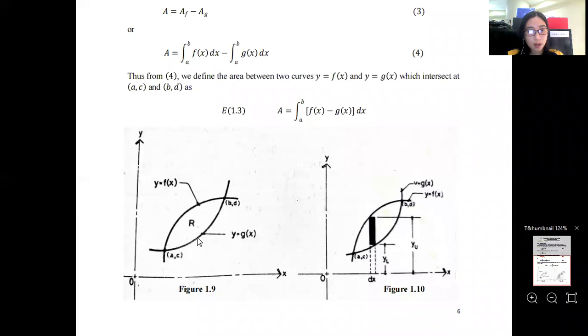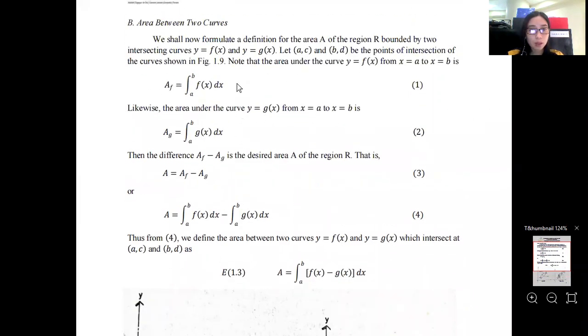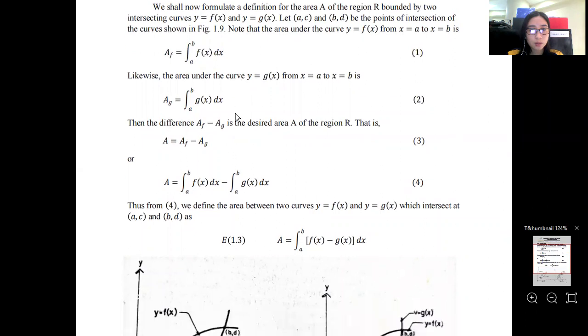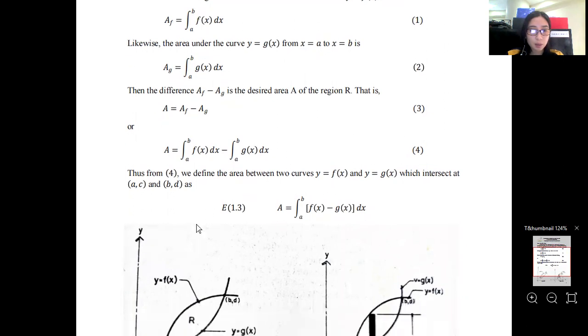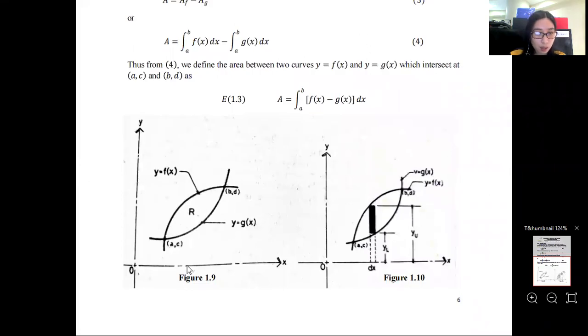Therefore, now we can find the region bounded by the curves. Okay, so we have the region R. So also we take note that the area under the curve y is equal to f of x has the limit a to b.